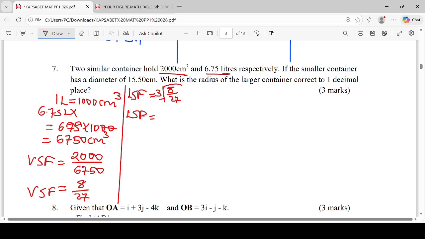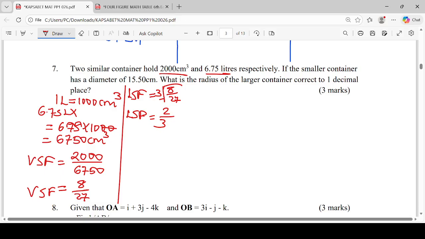When you cube root, you're going to get 2 over 3. Remember, 2 represents the smaller container and 3 represents the bigger container. They are now saying if the smaller container has a diameter of 15.50, what is the radius of the larger container? Correct to 1 dp.